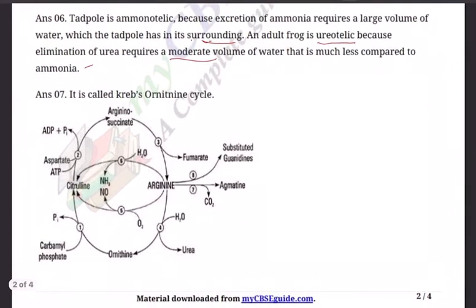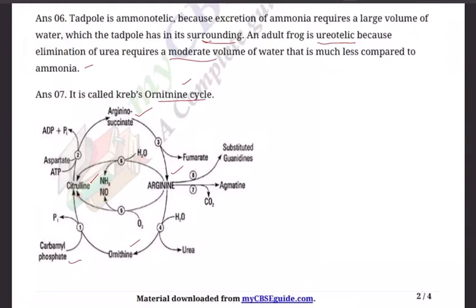Next, the urea cycle. It is also called the Krebs-Henseleit ornithine cycle. So here the most important ones are those in the center: argininosuccinate, arginine, then ornithine, and citrulline. These are the main things that you need to focus on.